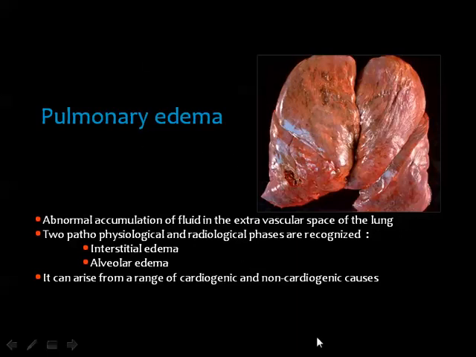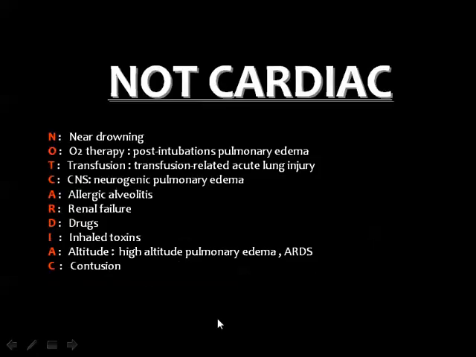When we came to the pulmonary edema, we have two types: interstitial edema and alveolar edema. Interstitial edema may be due to cardiac problems and may be due to non-cardiac problems. And this is just to remember the causes of non-cardiac problems causing interstitial pulmonary edema. You remember by these letters: near drowning, oxygen therapy, transfusion, neurogenic pulmonary edema, allergic alveolitis, renal failure, some drugs, inhaled toxins, high altitude, and pulmonary contusions.